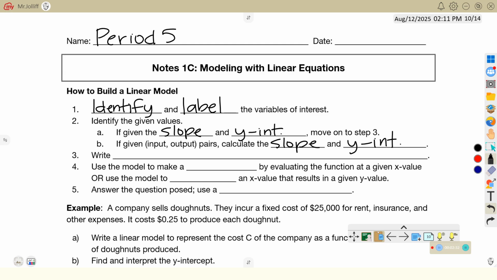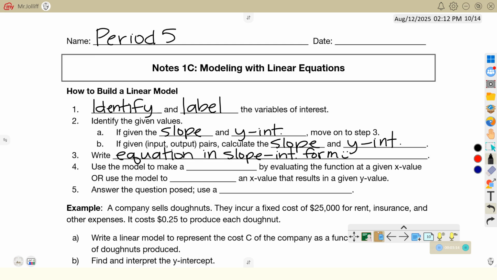Once we got our slope and our y-intercept, we can write the equation that models the problem. The third step is just write the equation in slope-intercept form. Plug in the M, plug in the B. Some questions will stop there. They just ask you for the equation. Some will ask you to write the equation and then ask you to do stuff with it.